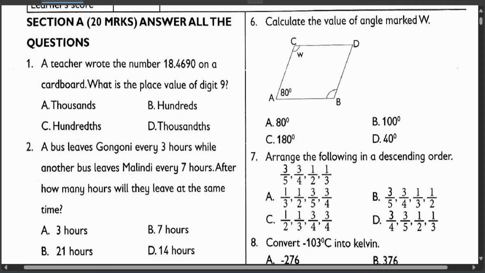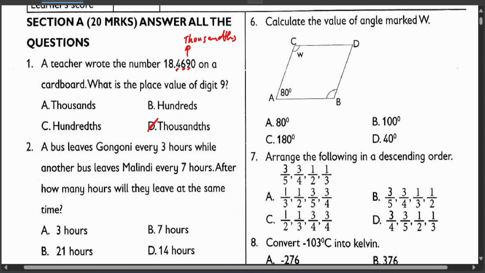So question 1 says a teacher wrote the number 18.4690 on a cardboard. What's the place value of digit 9? Anything ambao imepita at the decimal point is usually ending with THS, yani tenth, hundredth hizo. So ukianza na 4, this is tenth, this is hundredth. So the place value for digit 9 is thousands.